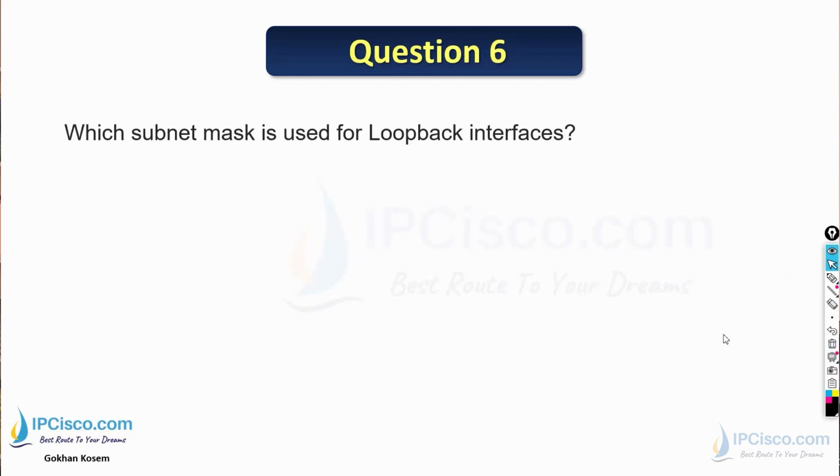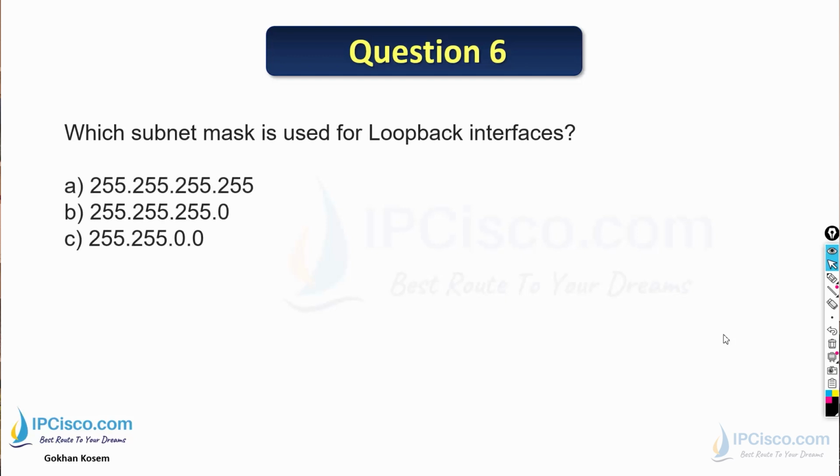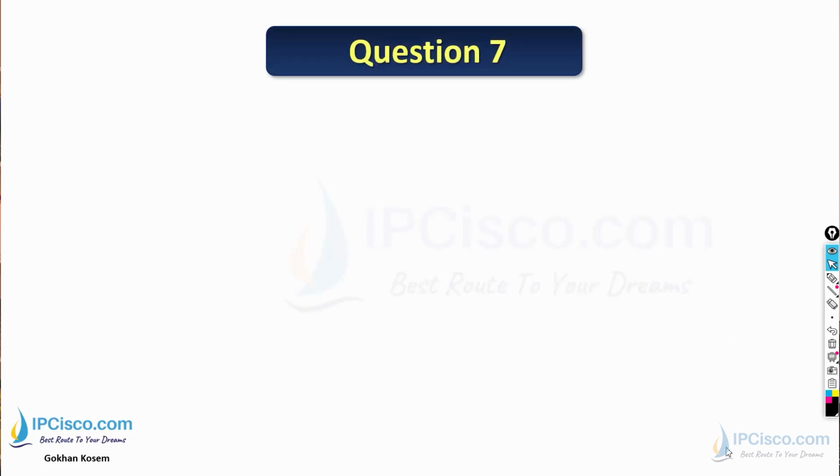Question 6. Which subnet mask is used for loopback interfaces? A, B, C, D, or E? For loopback interfaces and system interfaces. This is a piece of cake for you. I think you know the answer of this question, and it is A. 255.255.255.255.